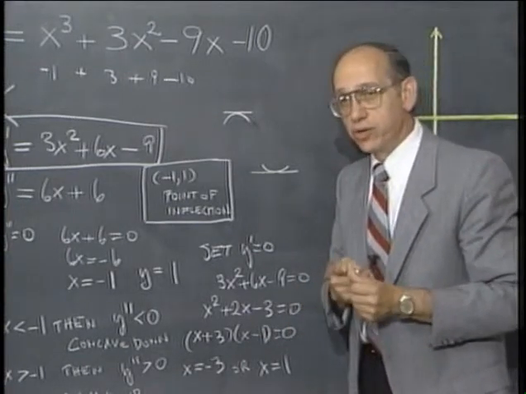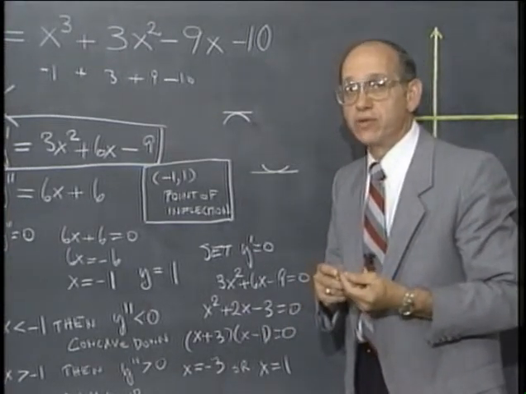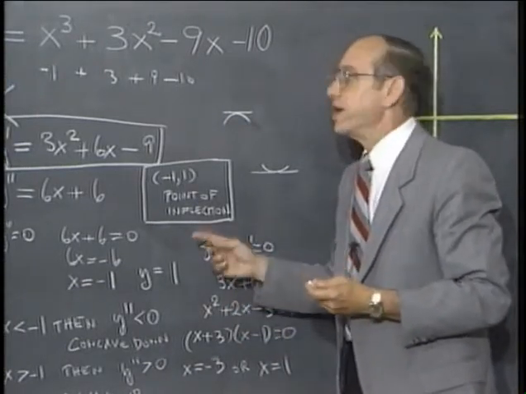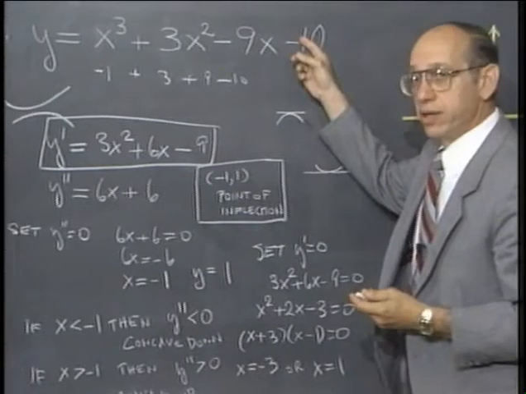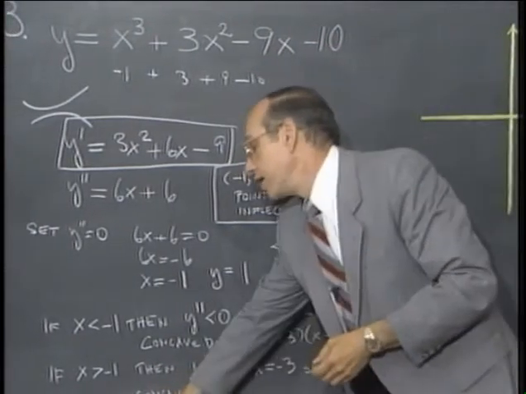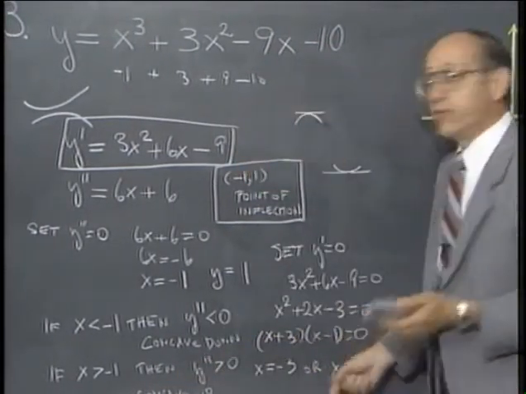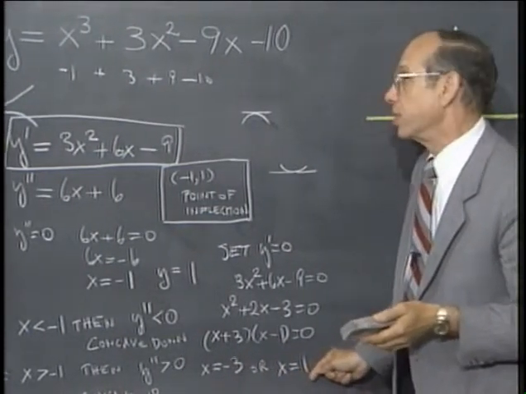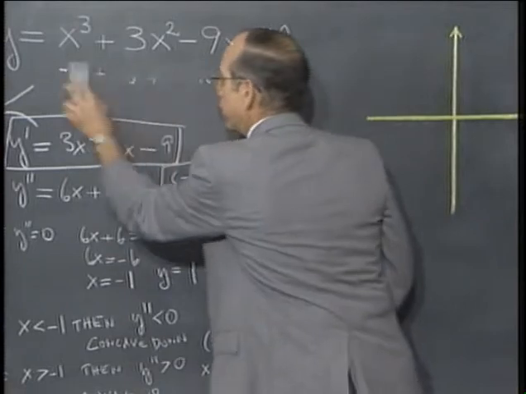Now, all I have to do is calculate the y values at those points. So, where do I get the y values? Again, I go back to the original equation that I had, and I have to compute the value at x equal minus 3 and the value at x equal 1. Let me try that right over here.